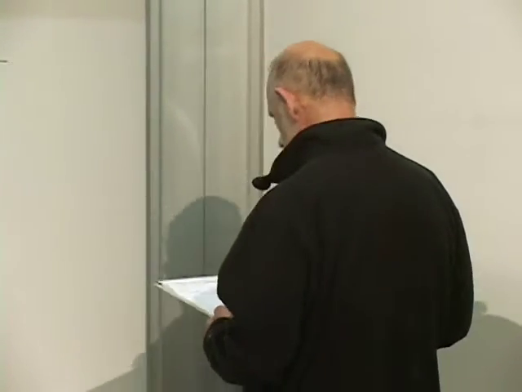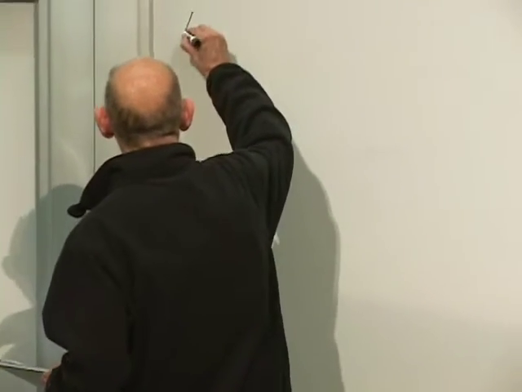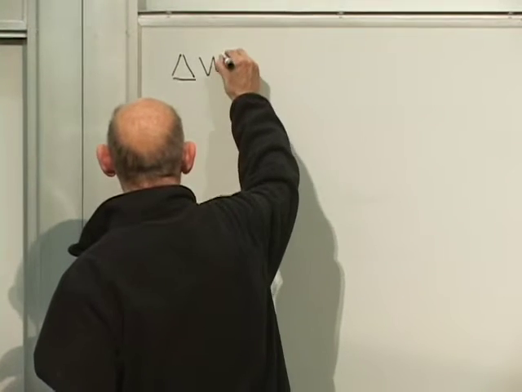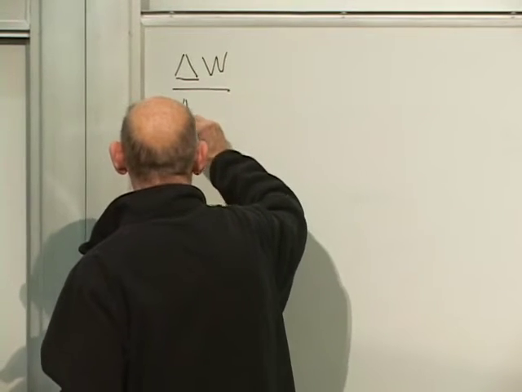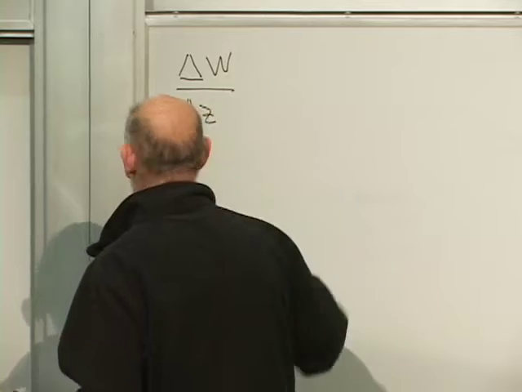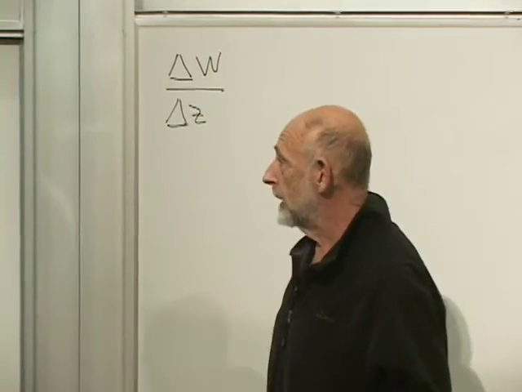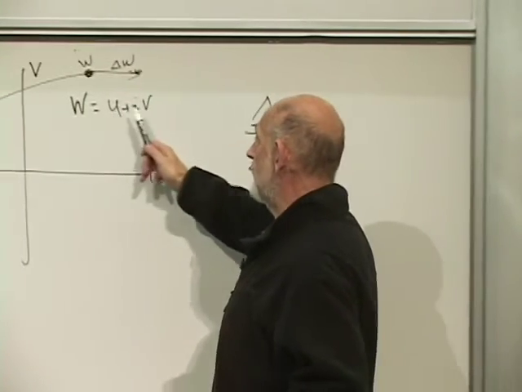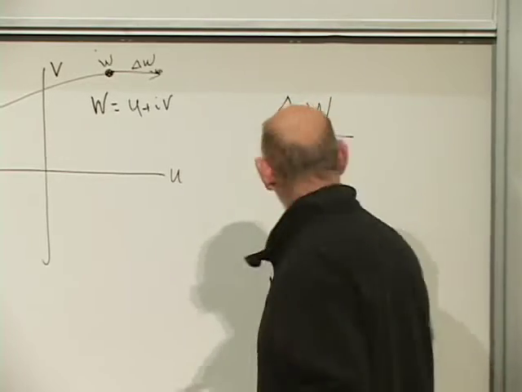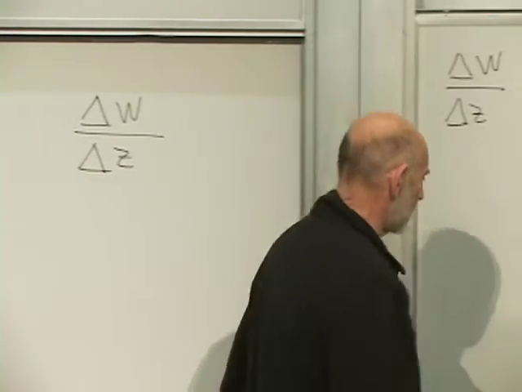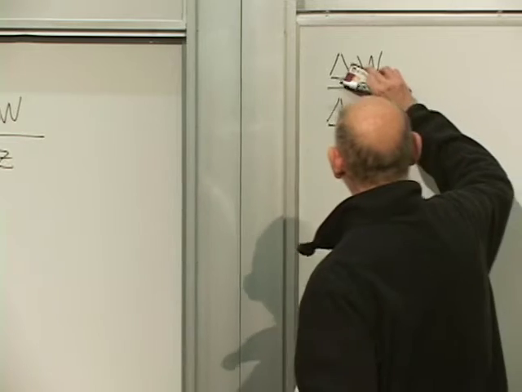Okay, let's calculate delta w by delta z. Now, first of all, what is delta w? W is u plus iv. Why don't we, let's not be babies. Let's call it dw by dz.